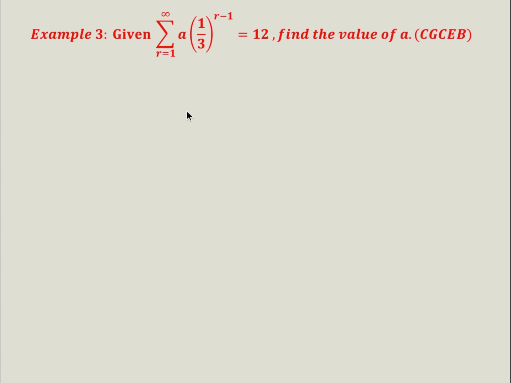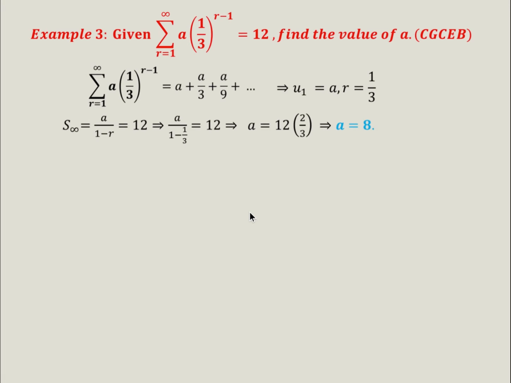So the first thing we would have to do is to expand the series in order to get the first term and the common ratio. The first term will be when r equals 1. When you substitute r equals 1 in the summand, you get the first term as a. And when you substitute r equals 2 in the summand, you get the second term as a over 3. And proceeding to the third term, we would have it as a over 9. So the first term is u1 equals a, and the common ratio is a over 3 divided by a, which gives r as 1 over 3.